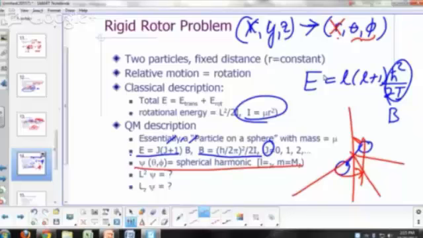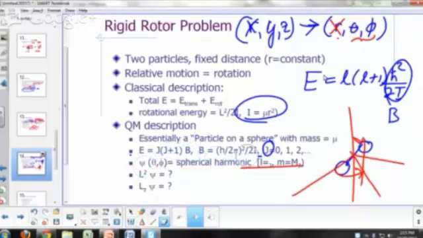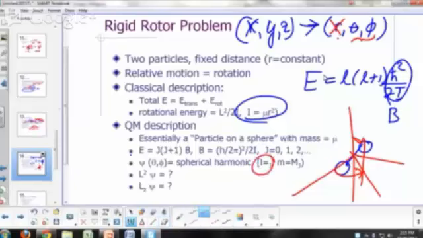So your psi is a spherical harmonic, the same psi as for your particle on a sphere. Except that instead of L, we're going to use the quantum number J, and instead of m or m sub L, we're going to use M sub J. Same restrictions: J equals 0, 1, 2, 3, 4, and so on. M sub J goes from negative J, negative J plus 1, all the way to positive J.